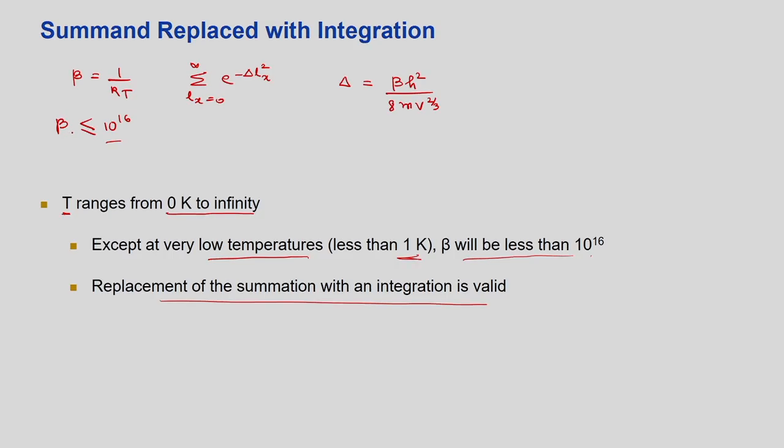Okay. So, we said that beta should be less than or equal to 10 to the 16, which is true, except at very low temperatures. So, the first assumption is correct. Let us see the second assumption. What was the second assumption?